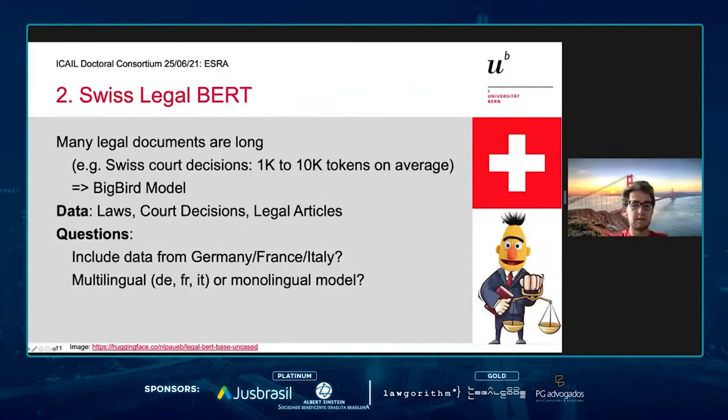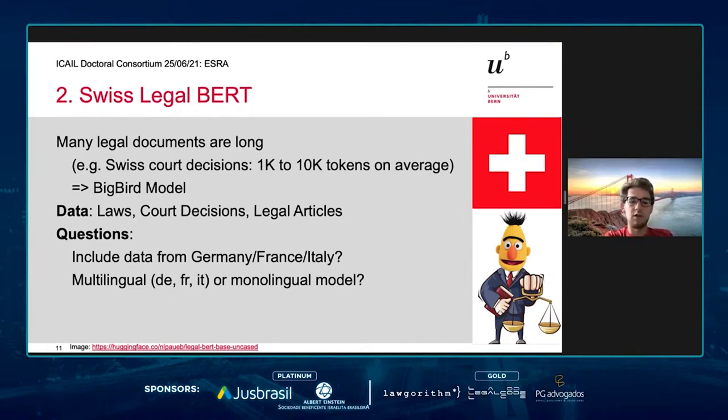So the second part is that we want to pre-train a Swiss legal BERT. There we have the challenge that many legal documents are very long, so way above the 512 token limit of BERT. In the Swiss court decisions, we have an average of 1K to 10K tokens. So we would propose to pre-train a big BERT model so we can process these longer texts more easily.